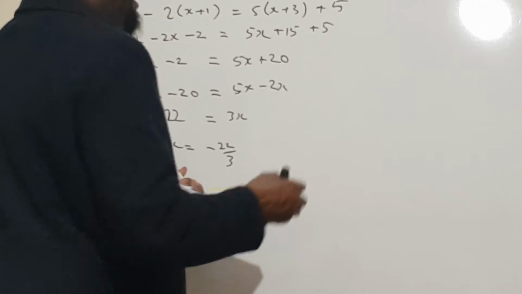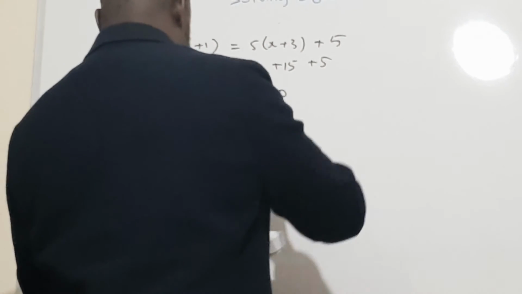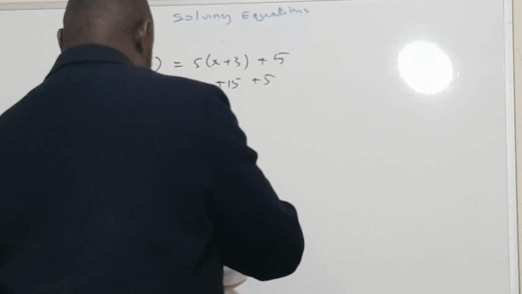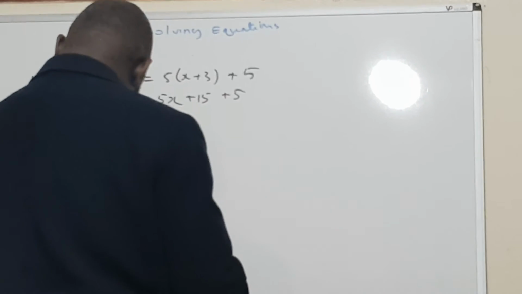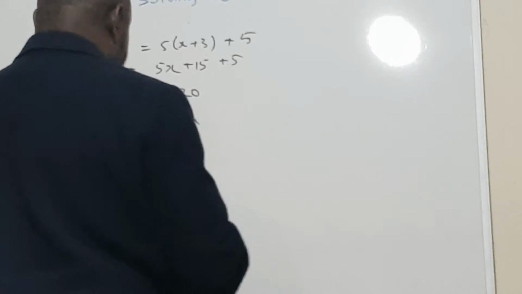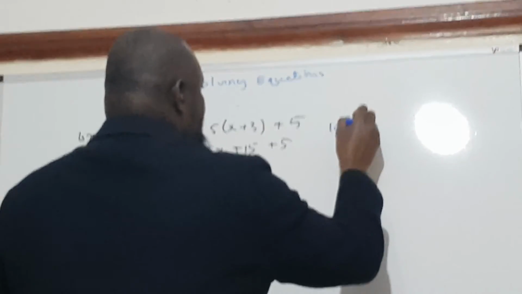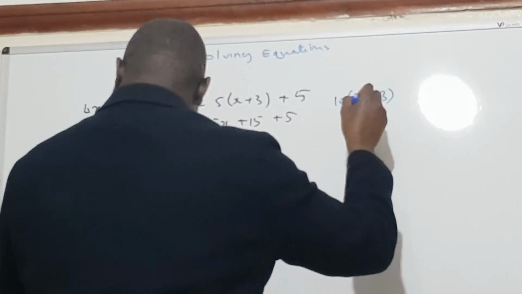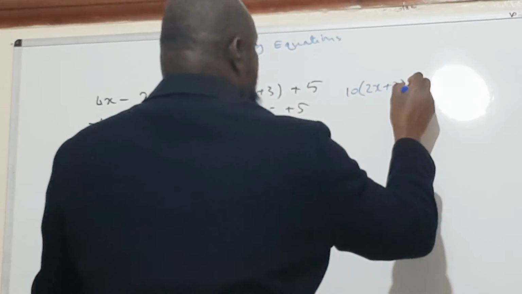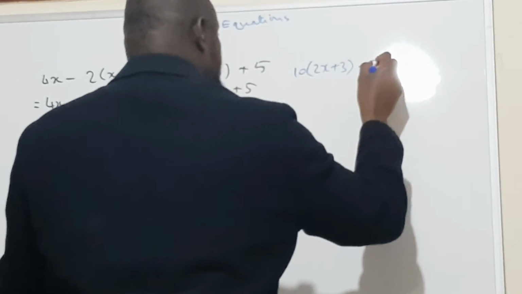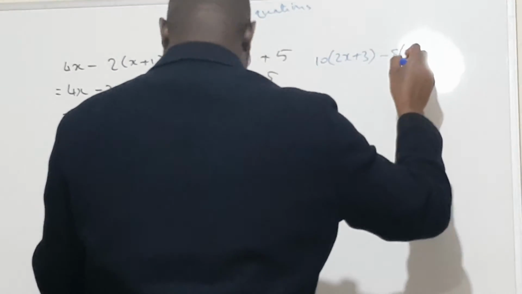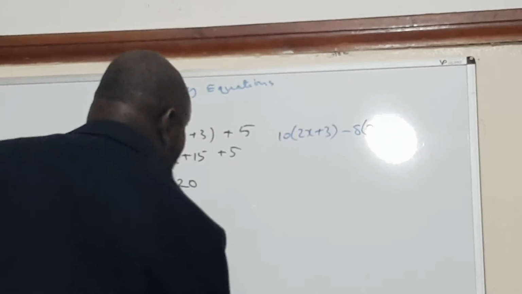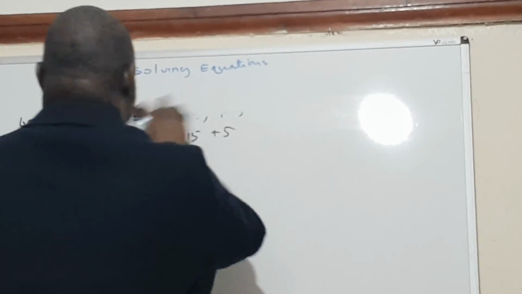Now let's look at this one. Let me use a blue pen for that. Number 23, you say 10 into 2x plus 3 minus 8 into 3x minus 5. Yeah, that one is very long.